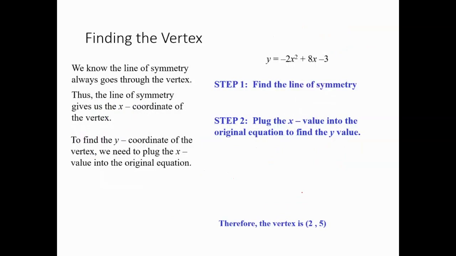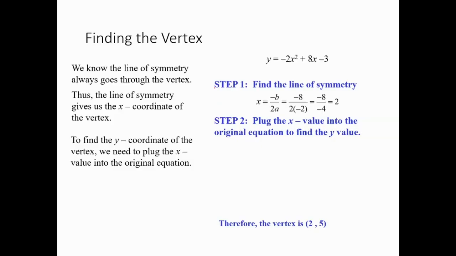Now, to find the vertex, well, we have to find our line of symmetry, so we have to find our x value first. Then we can plug that into our original equation and find our y value, just like we do in the table of values. So at this point, we're getting pretty close to what we did in the last one. So let's find the line of symmetry first.